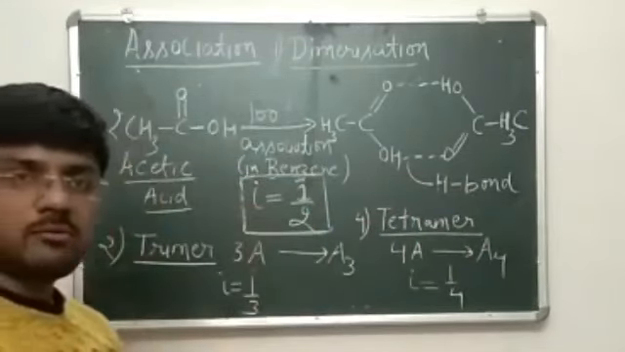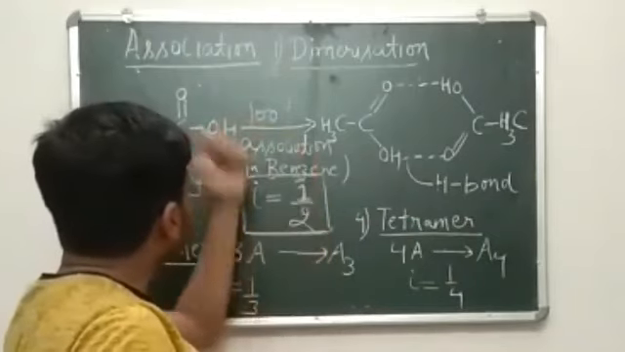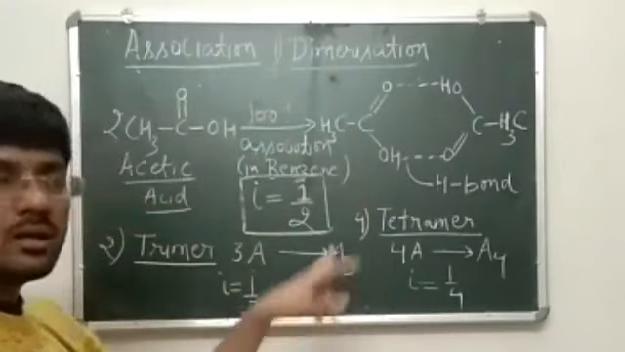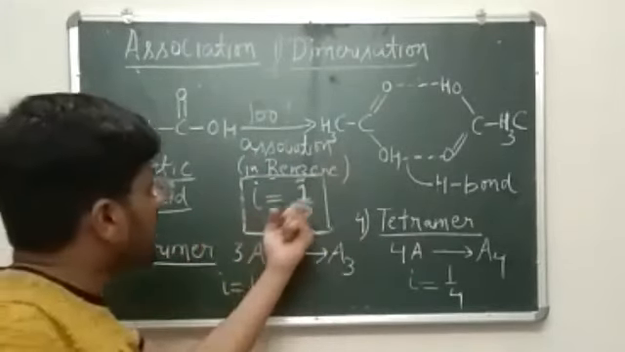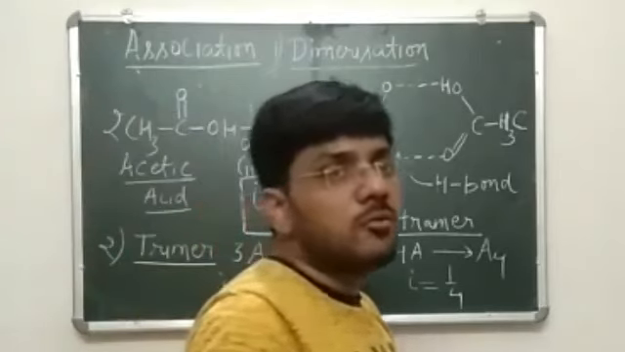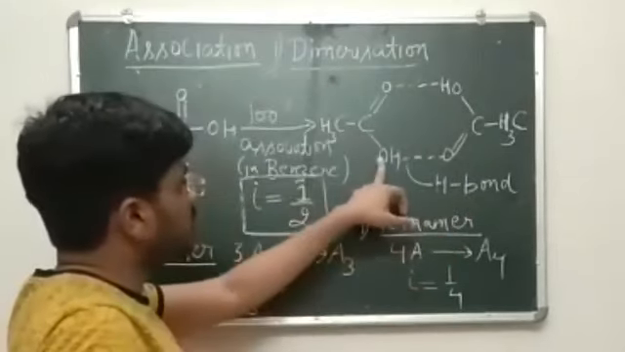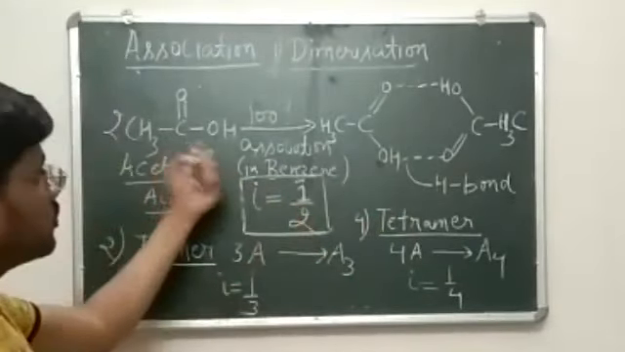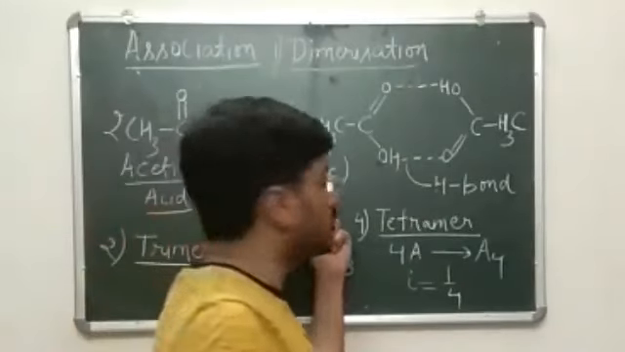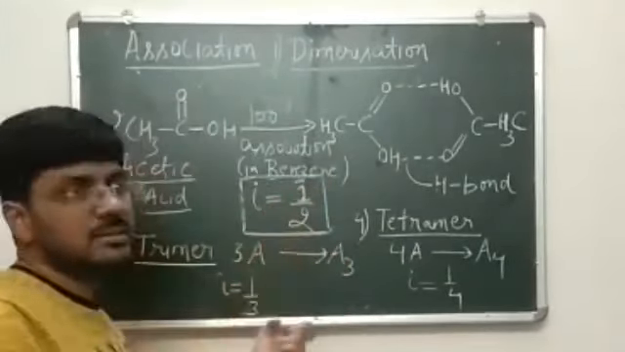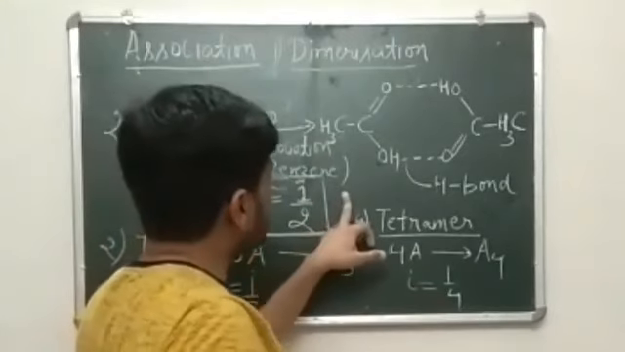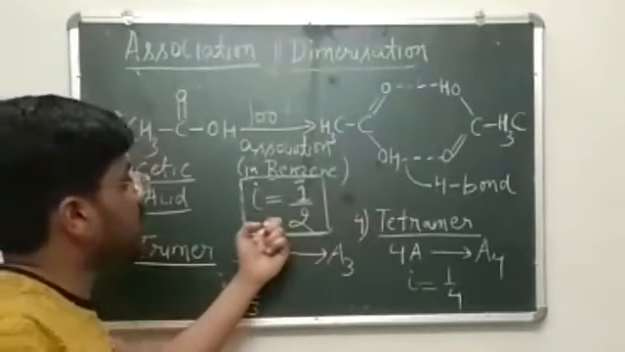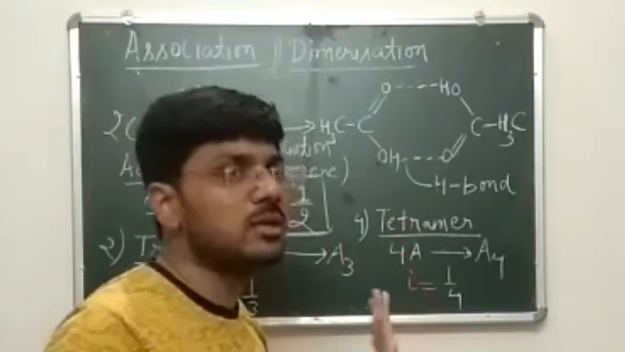Now if we calculate iota for this carboxylic acid, it is the ratio of the number of particles of solute after dissociation or association divided by the number of particles before dissociation or association. After association we get one particle, so the numerator is 1, and before association it is 2, so the denominator is 2. So iota comes out to be half, which means less than 1. In case of dissociation we get iota greater than 1, but in case of association we always get iota less than 1. This point has to be remembered.